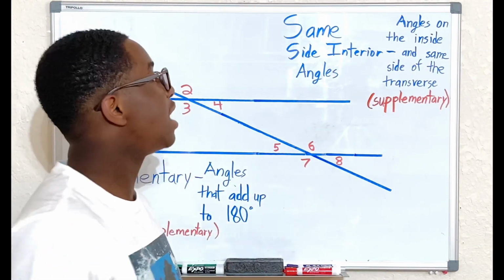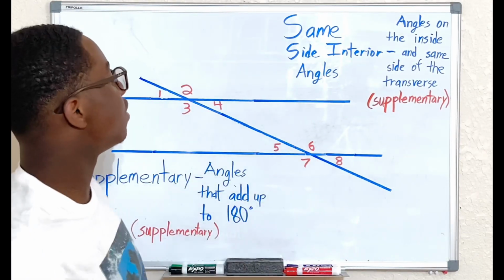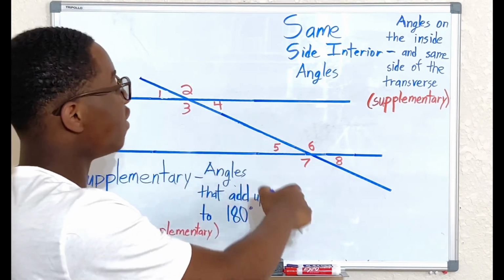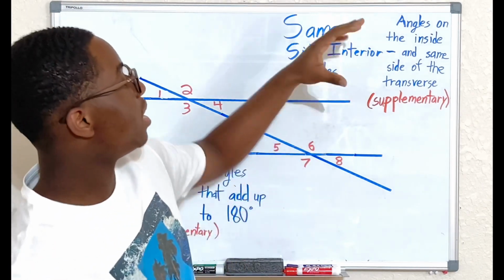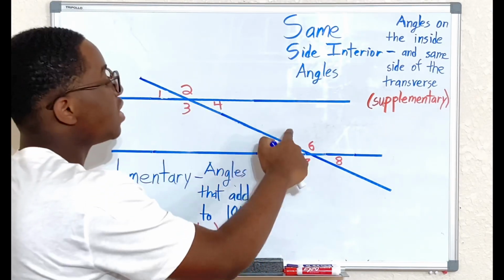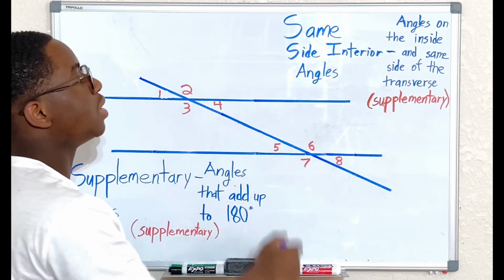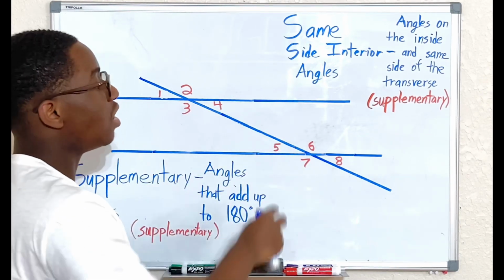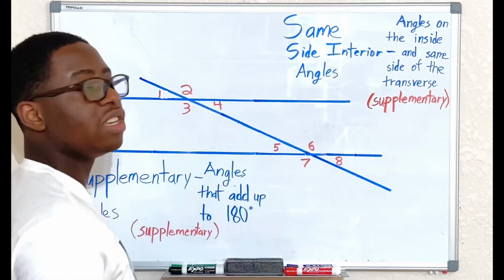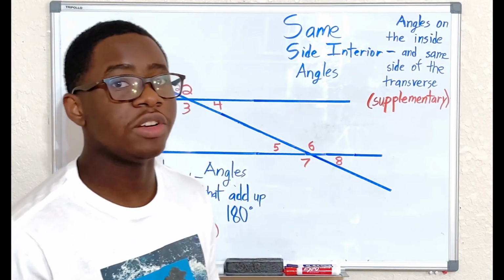Alright, so same side interior angles are angles on the inside and the same side of the transversal. So you're looking at 4 and 6 as well as 3 and 5. These are the angles on the inside, but they're on the same side of the transversal. So 4 and 6 are on this side, while 3 and 5 are on this side, making them same side interior angles because they're on the inside and on one side of the transversal. That's the difference between alternate interior angles and same side interior angles.